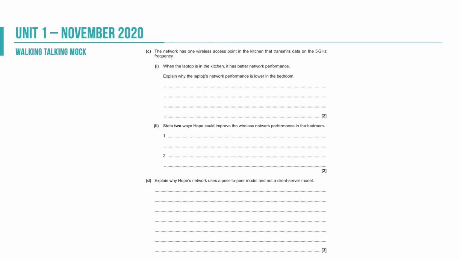We're continuing on with the Hope scenario within Part C. The network has 1 wireless access point in the kitchen and it transmits on the 5 GHz frequency. When the laptop is in the kitchen, it's better performance. Explain why. This is a question you really don't need to overthink. You could talk a lot around 5 GHz and 5 GHz potentially being a shorter range, but we don't really need to go into that sort of depth.